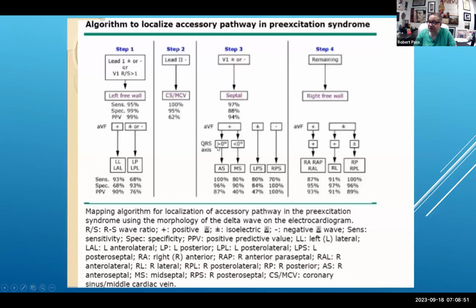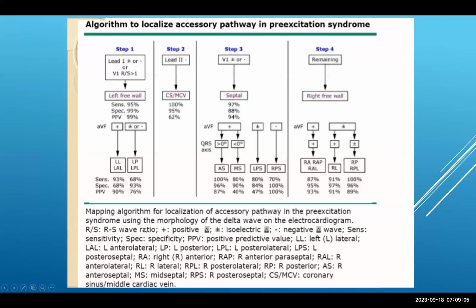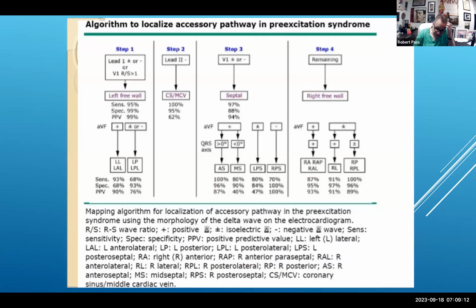Then finally, it's asking us if the QRS axis is greater than 0 or less than 0. And I think you would agree, with an upright QRS in 1 and in F, it is greater than 0. And so that puts us in the anterior septal region. And the anterior septal region, as you know, is the area near the AV node and the bundle of His towards the most superior aspect of the triangle of Koch. And this map has a very high sensitivity, specificity, and positive predictive value for that.